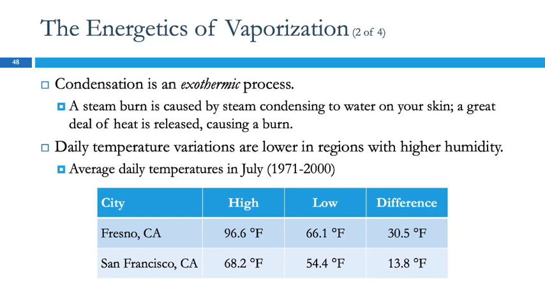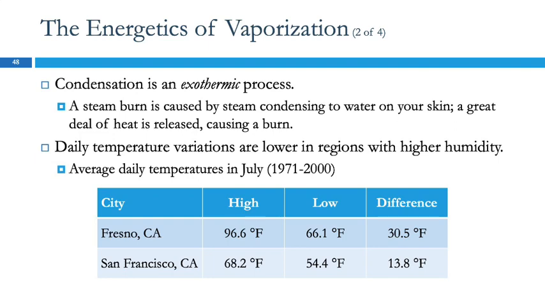Always bring a sweater. In San Francisco, the average high temperature in July is 68 degrees. That's cooler than it is in this room right now. The average low is 54. The difference from day to night is only 13.8 degrees. The temperature hardly changes at all. San Francisco is only a little bit north of Fresno, so it's not like we're comparing something in Alaska or anything. What's the difference?